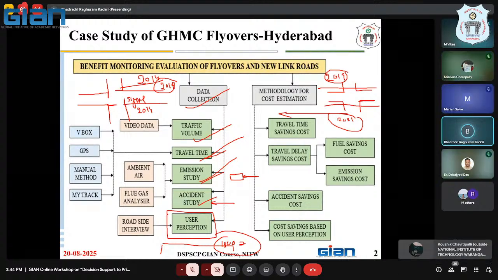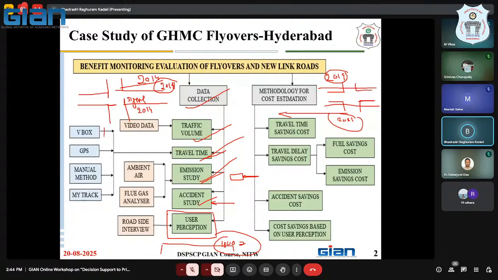So these traffic volumes we collected with video data, and the travel time we collected with VBox, GPS, manual method, MyTrack, several methods, to check the accuracy of all these methods together. In the emission data, we collected the ambient air as well as the flue gas analysis. So then the method of economic evaluation, we have done it.